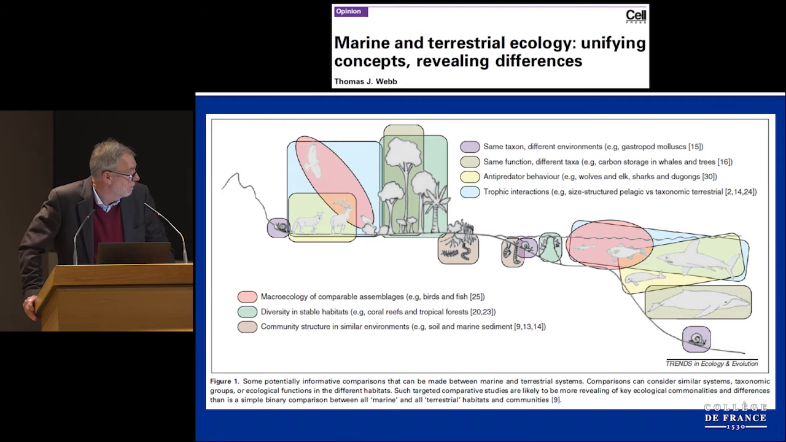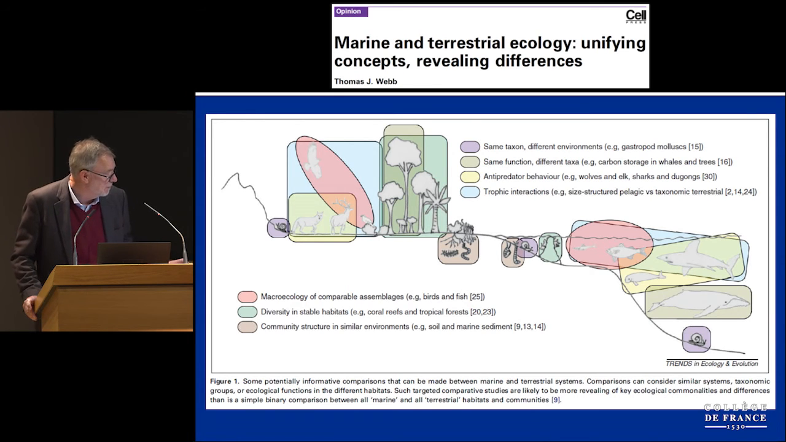In this figure, we have terrestrial and aquatic ecosystems, and what are shown here are some potentially informative comparisons that could be made between the two. Taking some examples, for macroecology of complex assemblages, we could compare bird populations with fish populations. For diversity in stable habitats, you could compare coral reef systems with tropical forest systems. For community structure in similar environments, soil versus marine sediments offer some opportunities. For the same taxon in different environments, gastropod mollusks on land and in the ocean would be interesting to consider.